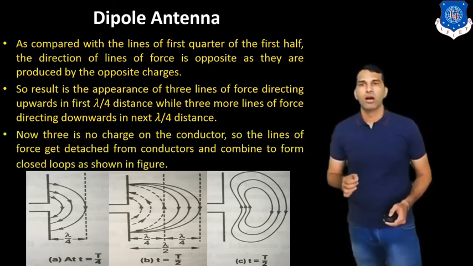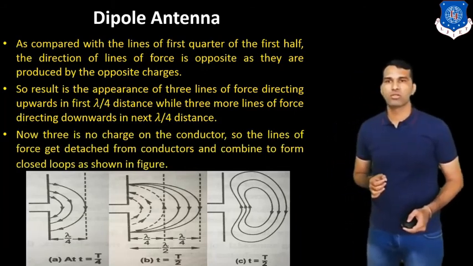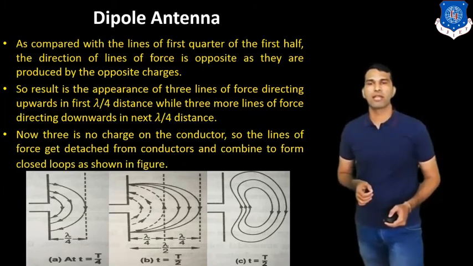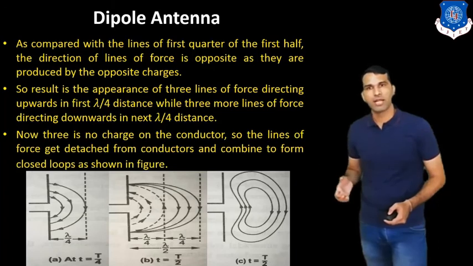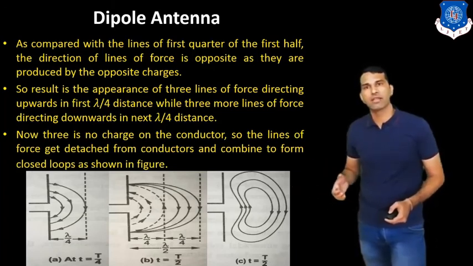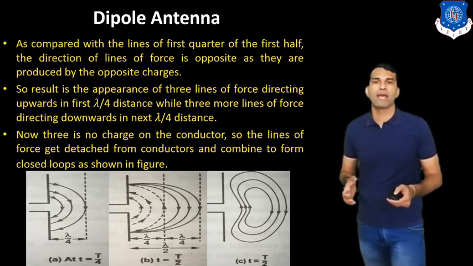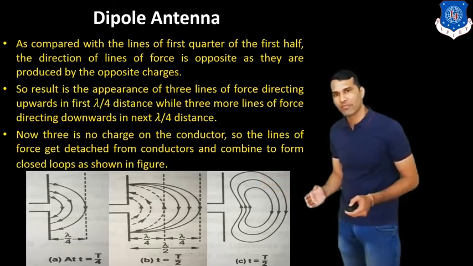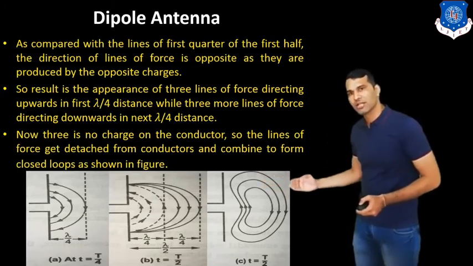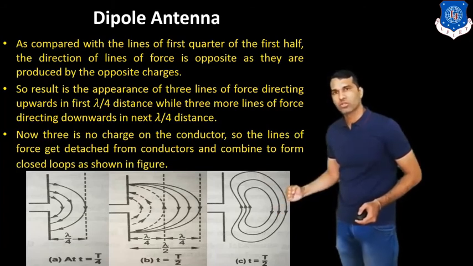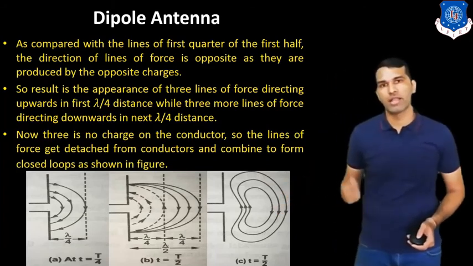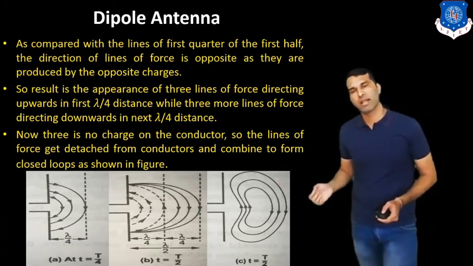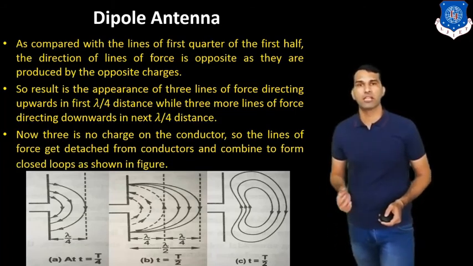Now there is no charge on the conductor. So the lines of force get detached from the conductor, or we can say from the antenna, and combine to form closed loops as shown in the figure. So the first half and second half are combined, and finally we get this type of radiation. This is the radiation mechanism of the dipole antenna. By using this principle, the dipole antenna works and radiation is produced.